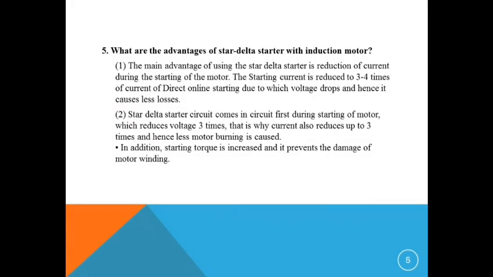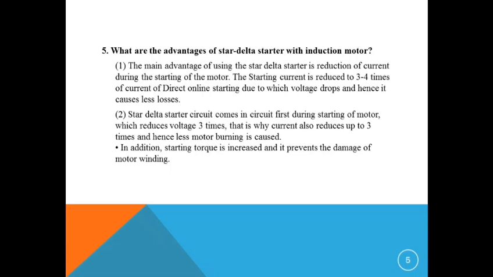What are the advantages of a star-delta starter with an induction motor? The main advantage of using a star-delta starter is reduction of current during the starting of the motor. The starting current is reduced to 3 to 4 times less than the current of direct online starting, due to which voltage drops and hence it causes less losses.